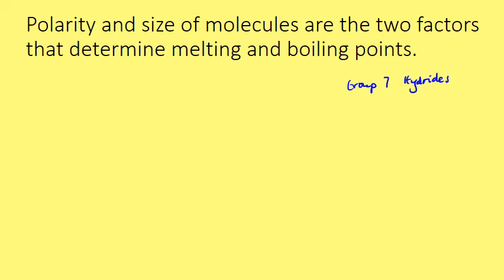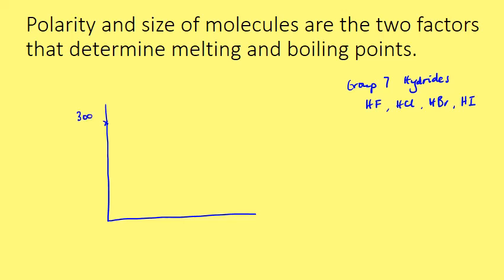We looked at the group 6 hydrides before, and now we're going to look at the group 7 hydrides. So that would be hydrogen fluoride, hydrogen chloride, hydrogen bromide, and hydrogen iodide. And when we look at the boiling points, so let's plot them, boiling points against the hydrides, the boiling point of hydrogen fluoride is going to be less than 300, and we need to scale down here to about 150. So this is boiling point in Kelvin.